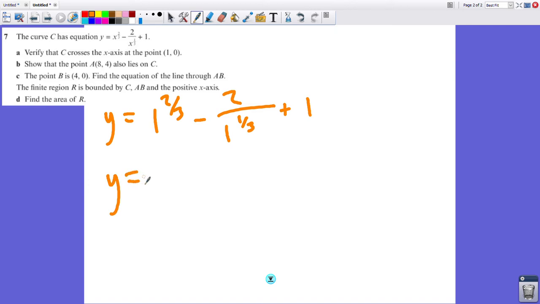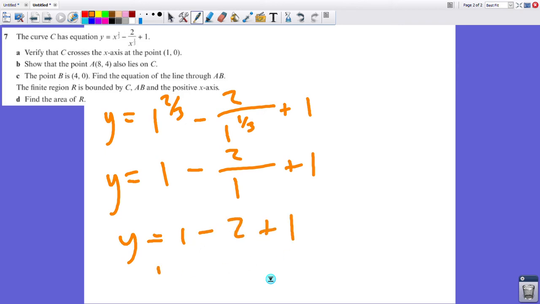Y equals 1 to the power of 2 over 3 is just 1, minus 2 over 1 to the power of 1 over 3 is just 1, plus 1. Y equals 1 minus 2 plus 1. Y equals 0. So the point 1, 0 does lie on the curve.